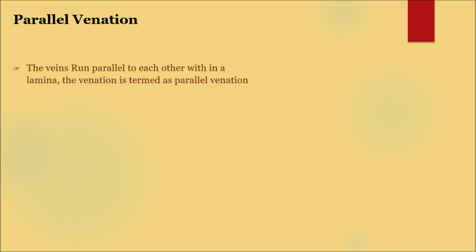Parallel venation. So the veins run parallel to each other within a lamina and this type of venation is termed as parallel venation. When we talk about parallel venation, the veins run parallel to each other within the lamina, whereas when you compare parallel to reticulate, there it forms a network and here it forms parallel lines. So that is why this venation is called parallel venation. Example, most monocots. That's all for now.